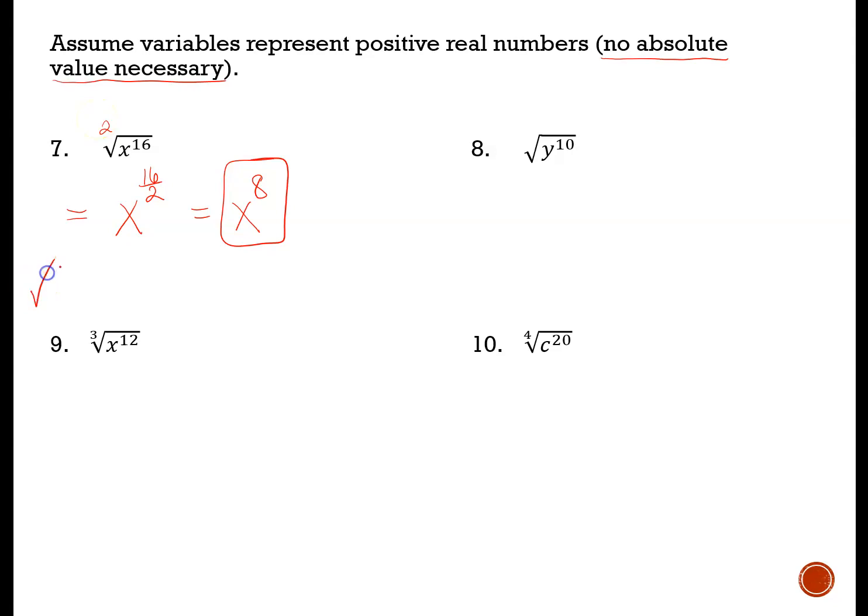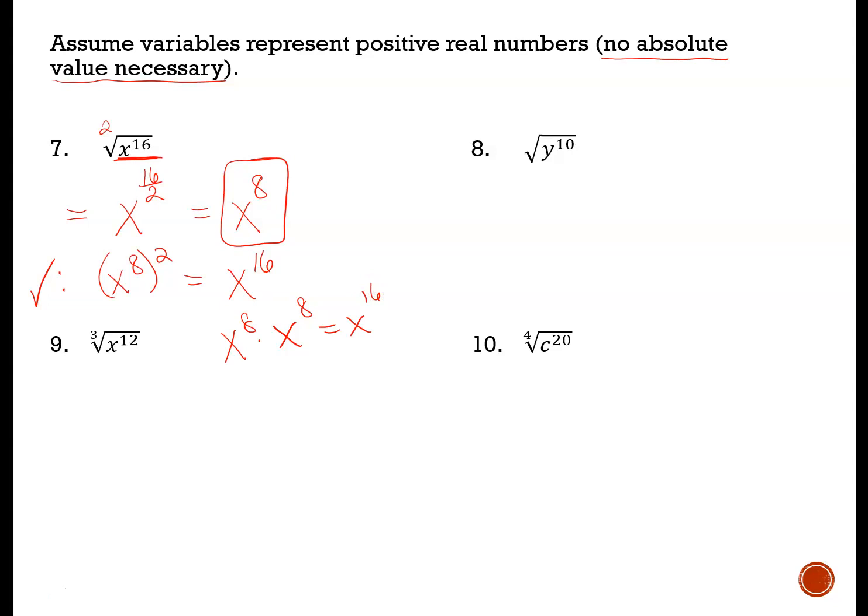Now let's check it, like we checked the other problems. If this is a correct answer, I should be able to take that answer and square it and get my radicand back. Well, remember your exponent rules. They say when you have a power to a power, you multiply those. So it does equal that x to the 16th. Or another way you could think about it is if I do x to the 8th times x to the 8th, then that does give me that x to the 16th.